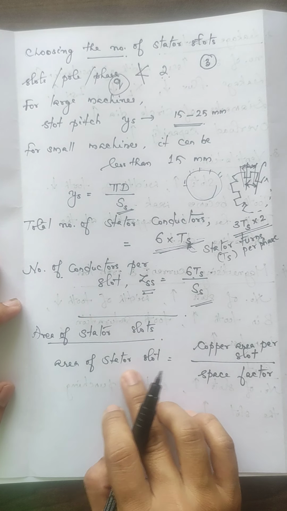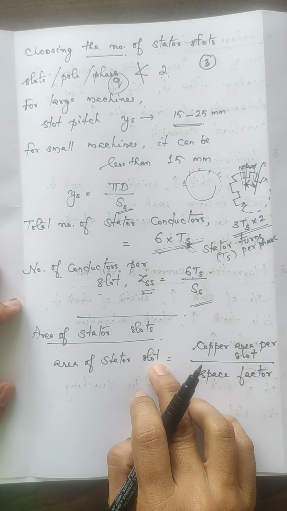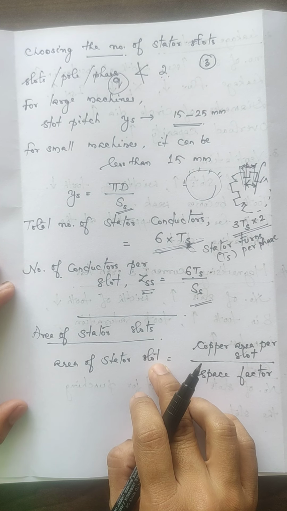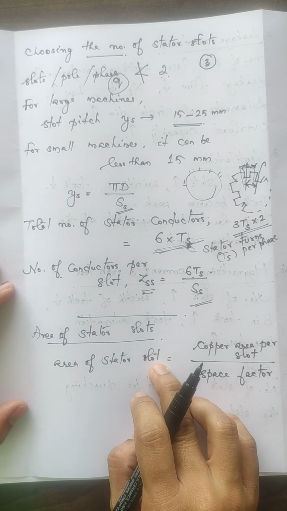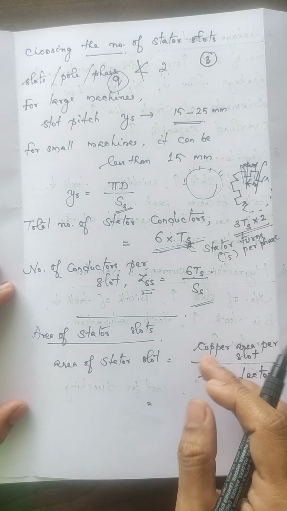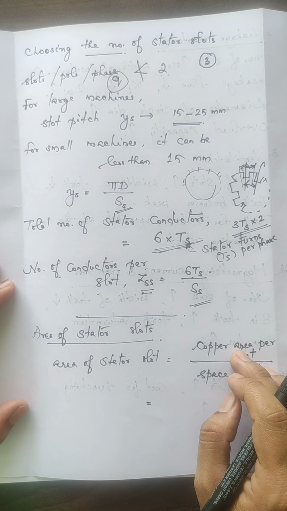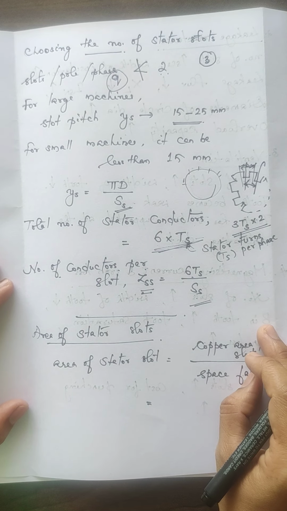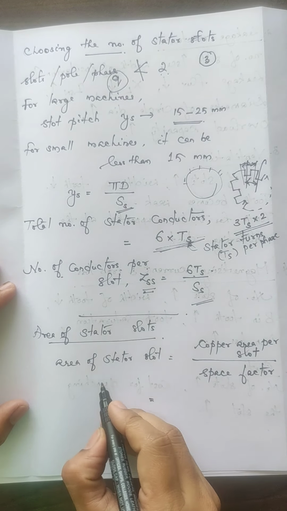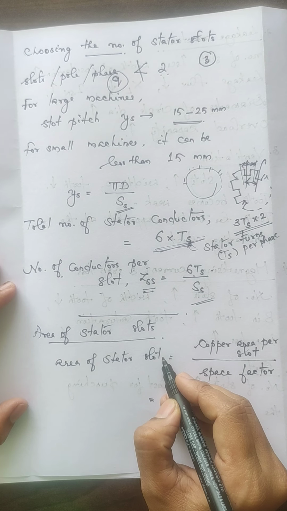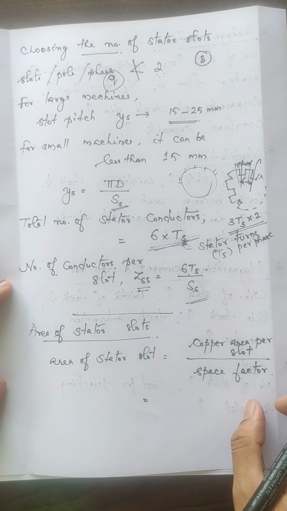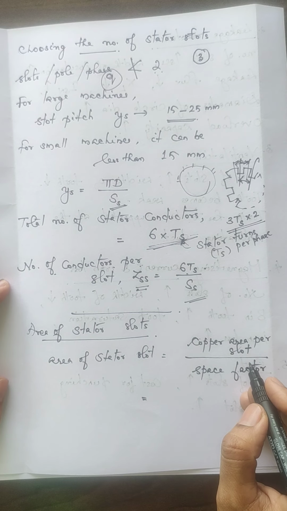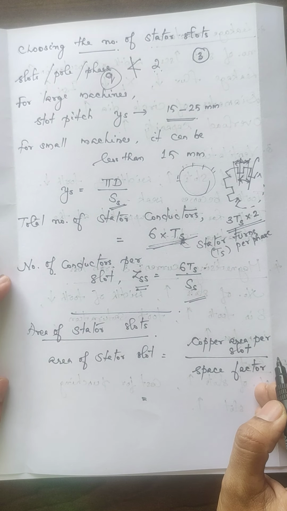But the area of the stator slot should not be equal to the total area of the conductors to be placed in it. We need to provide somewhat more area than the conductors alone. Some clearance should also be provided because we have to provide the insulation, etc. So the total area of the slot should be somewhat greater than the total area of the conductors that are to be accommodated in that particular slot.